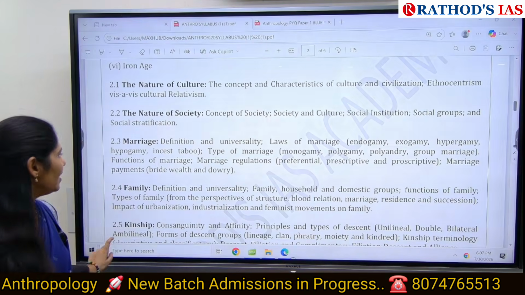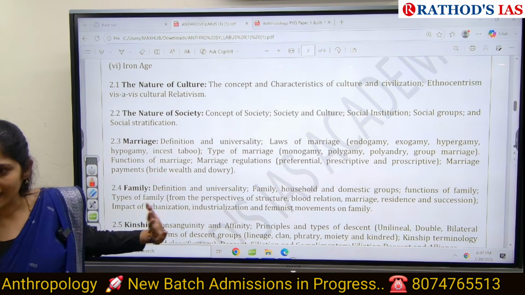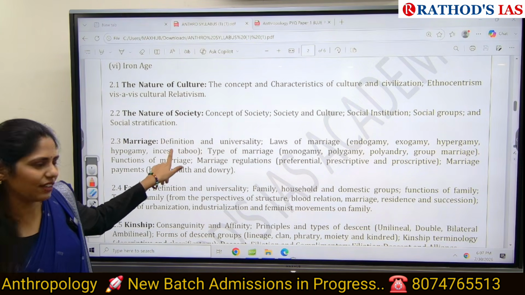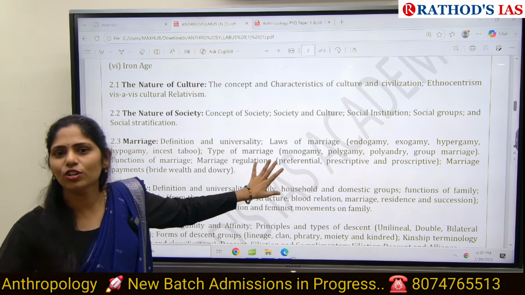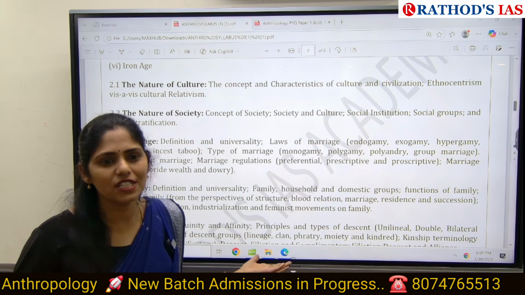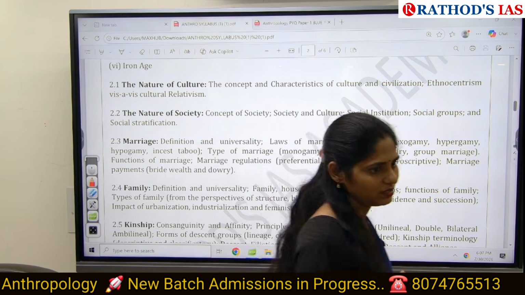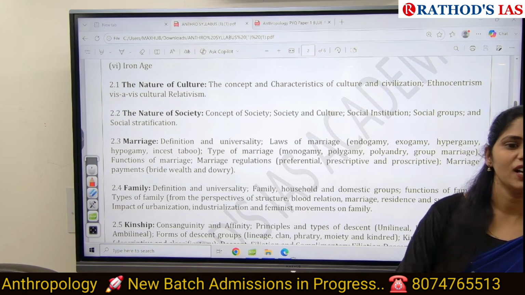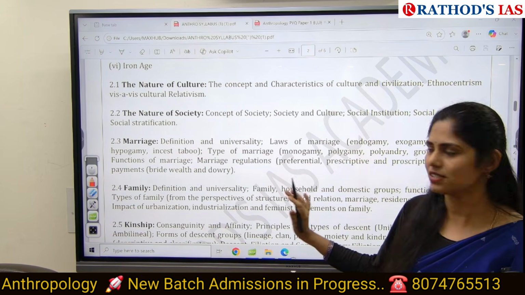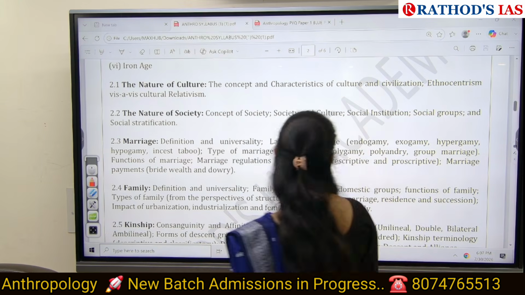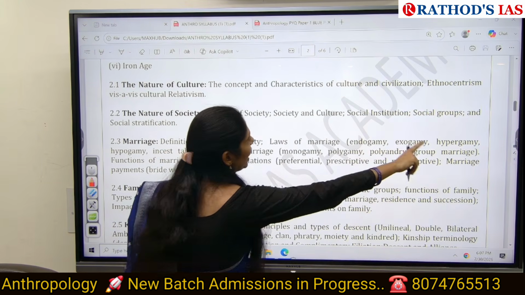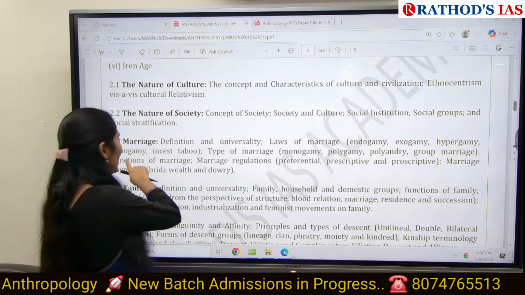Okay? Yes, now let us see this marriage here. In this marriage, we'll see the definition. We'll see about universal. Do we have any universal definition of marriage? I'll tell you in my original class about this clearly with examples. And next one is, I said about endogamy or hypergamy, and I said about hypogamy.